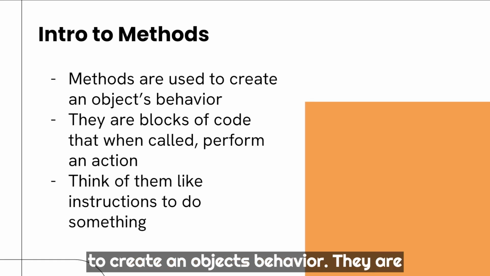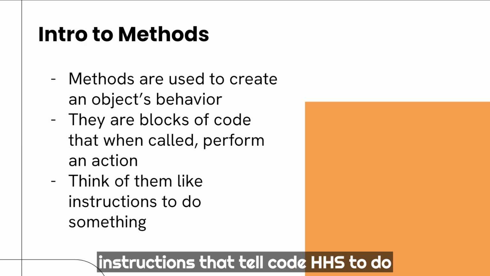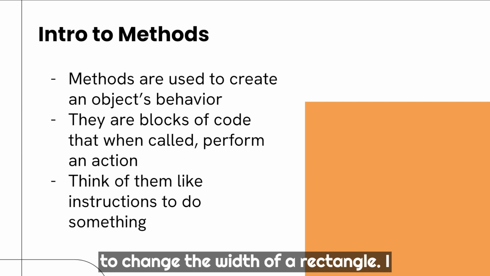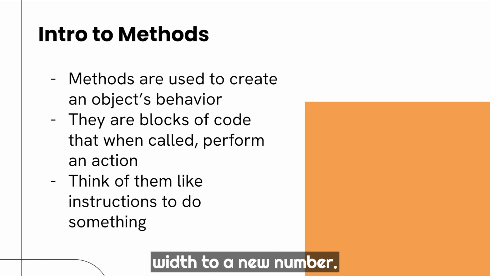Methods are used to create an object's behavior. They are blocks of code that, when called upon, perform an action. Think of them like instructions that tell CodeHS to do something. For example, let's say I want to change the width of a rectangle. I would call a method, and it reassigns the width to a new number.